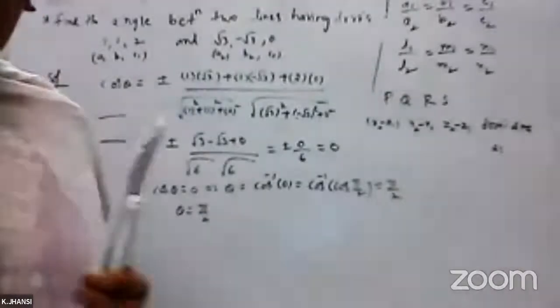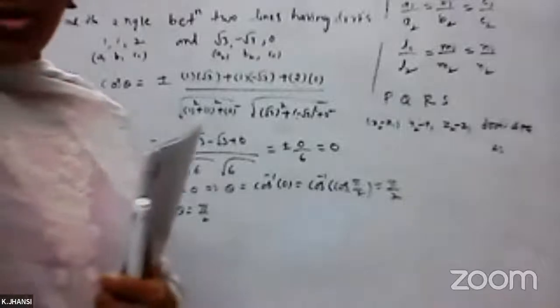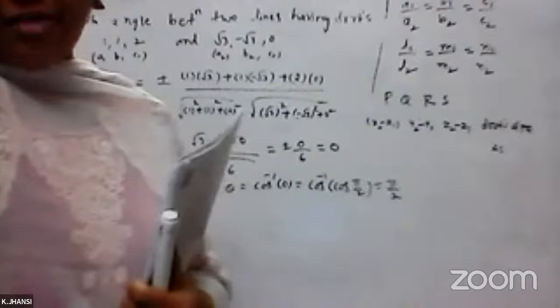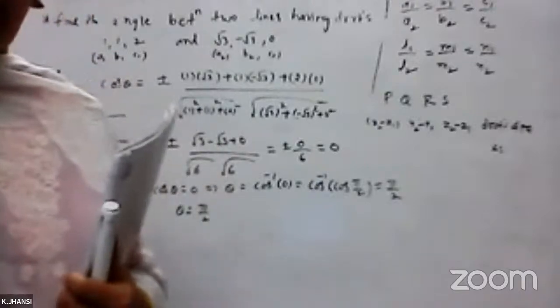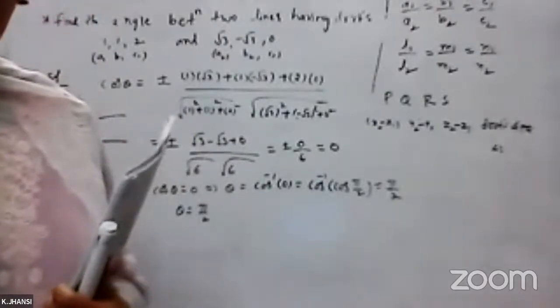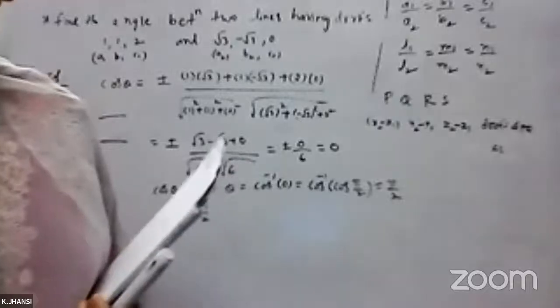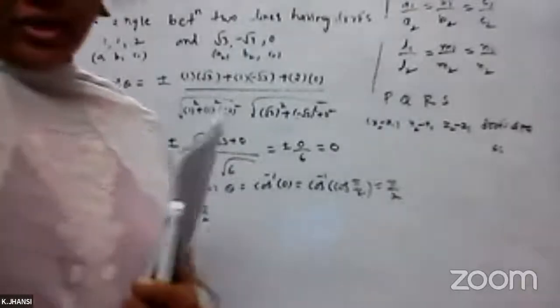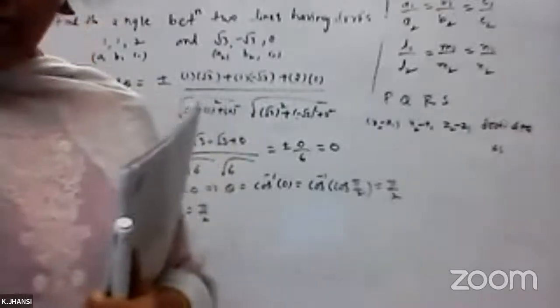Actually, it is a theorem, but here it is given like a problem. A line makes angles alpha, beta, gamma, delta with the diagonals of a cube. Prove that cos square alpha plus cos square beta plus cos square gamma plus cos square delta equals 4 by 3. Okay, this proof you will have.